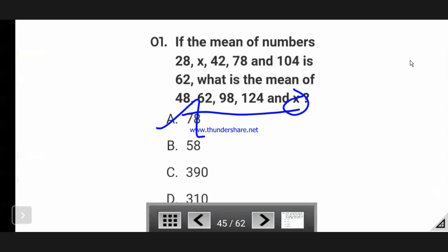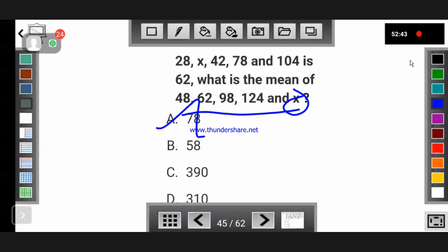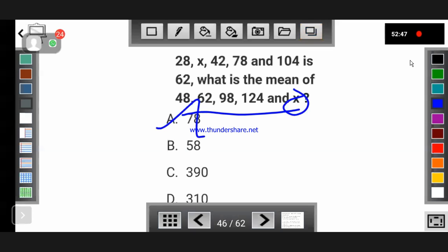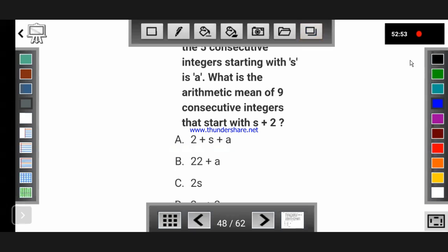Any doubts, ma'am? Any doubt? Guys, reply me. Shall we move to the next page? Yes, ma'am. Try to do it by yourself.